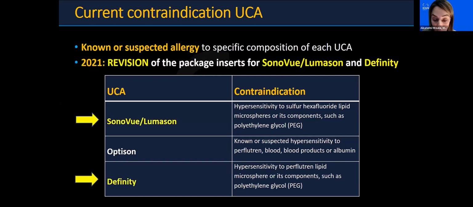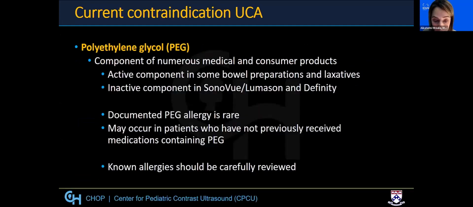In April 2021, the FDA requested the revision of the package labeling for Lumason and Definity to explicitly state that these 2 contrast agents are contraindicated in patients with known or suspected allergy to polyethylene glycol, known as PEG. And what is PEG? PEG is a group of polyether compounds that can be found as active or inactive components in many medical, cosmetic, household, industrial, and food products. PEG are active components in some bowel preparations and laxatives, and inactive components in the shell of Lumason Sonoview and Definity.